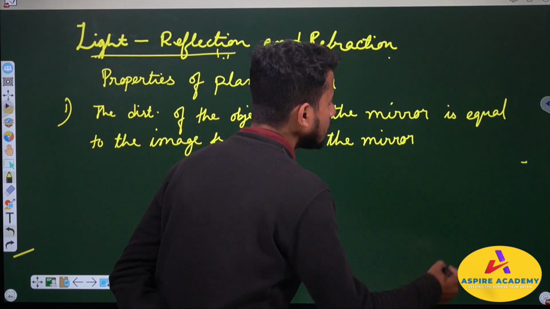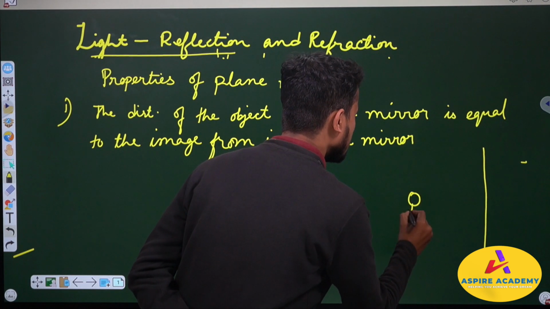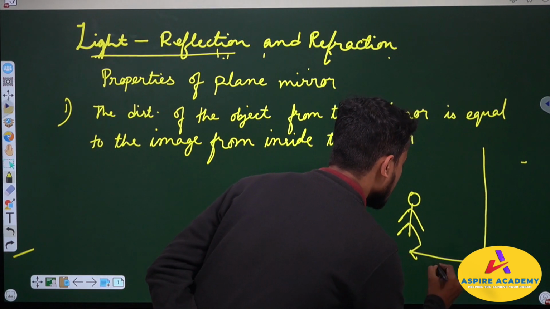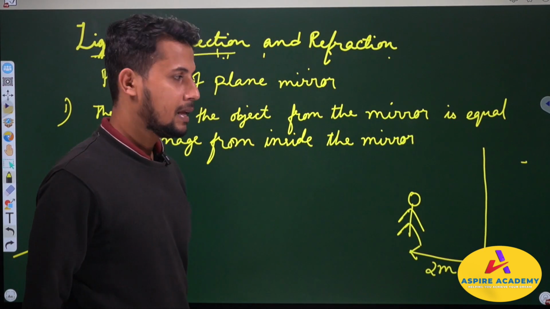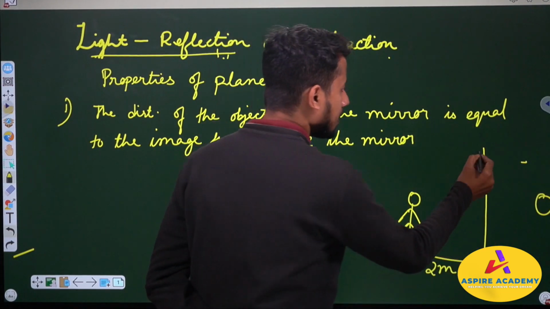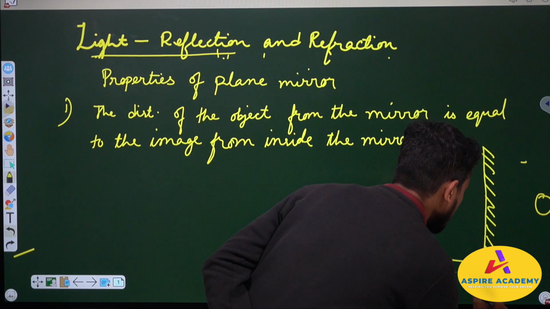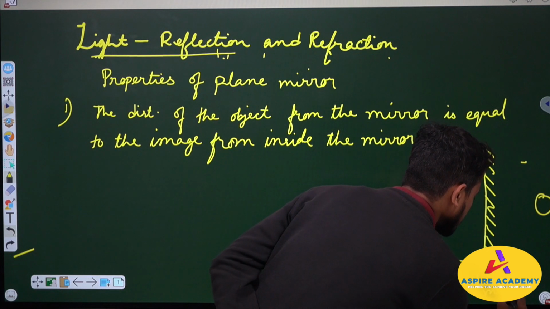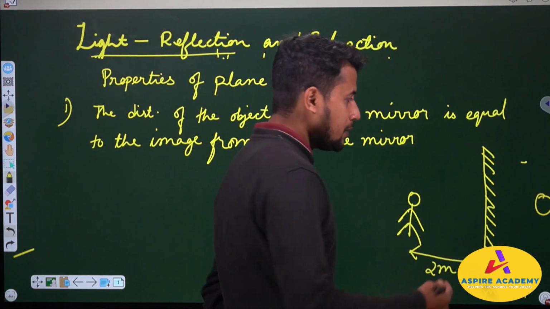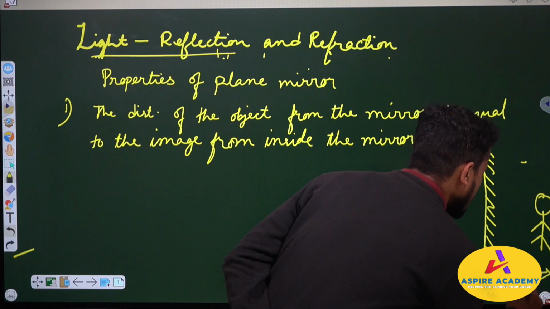Okay, what I am trying to say is, suppose this is a plane mirror. You are standing here in front of the plane mirror. Say the distance between you and the plane mirror is 2 meters. So the image that will be forming inside the mirror, this is the rough surface of the mirror, this is the plane mirror, your image that will be forming inside the mirror will be exactly 2 meters away.